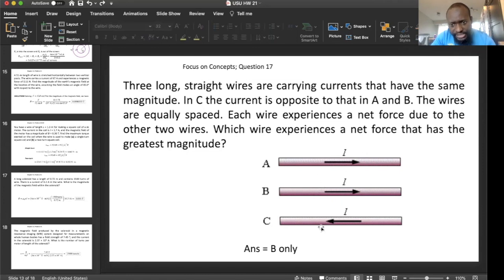But A and C are in opposite directions, and their distance is more. So it will be repelling, but not as much as between these two. So the one that's going to experience the highest force is going to be B, because it has force from here and force from there, and they both sum in one direction.